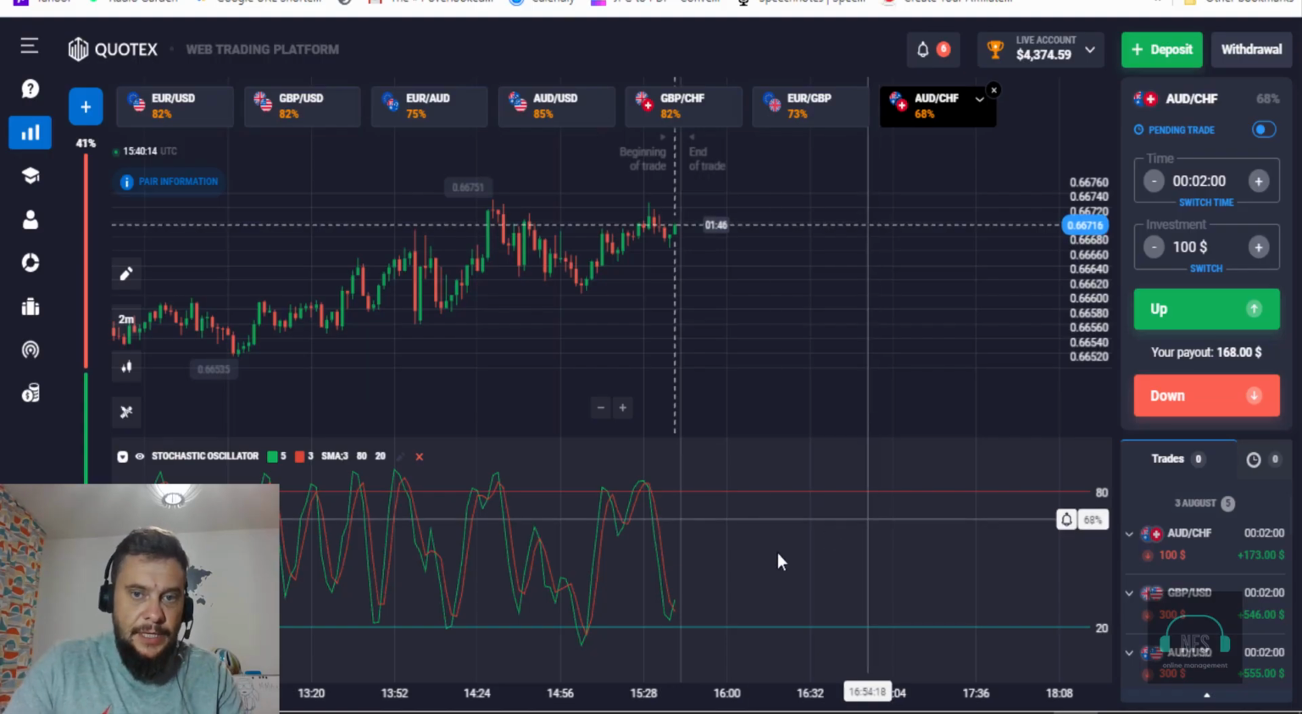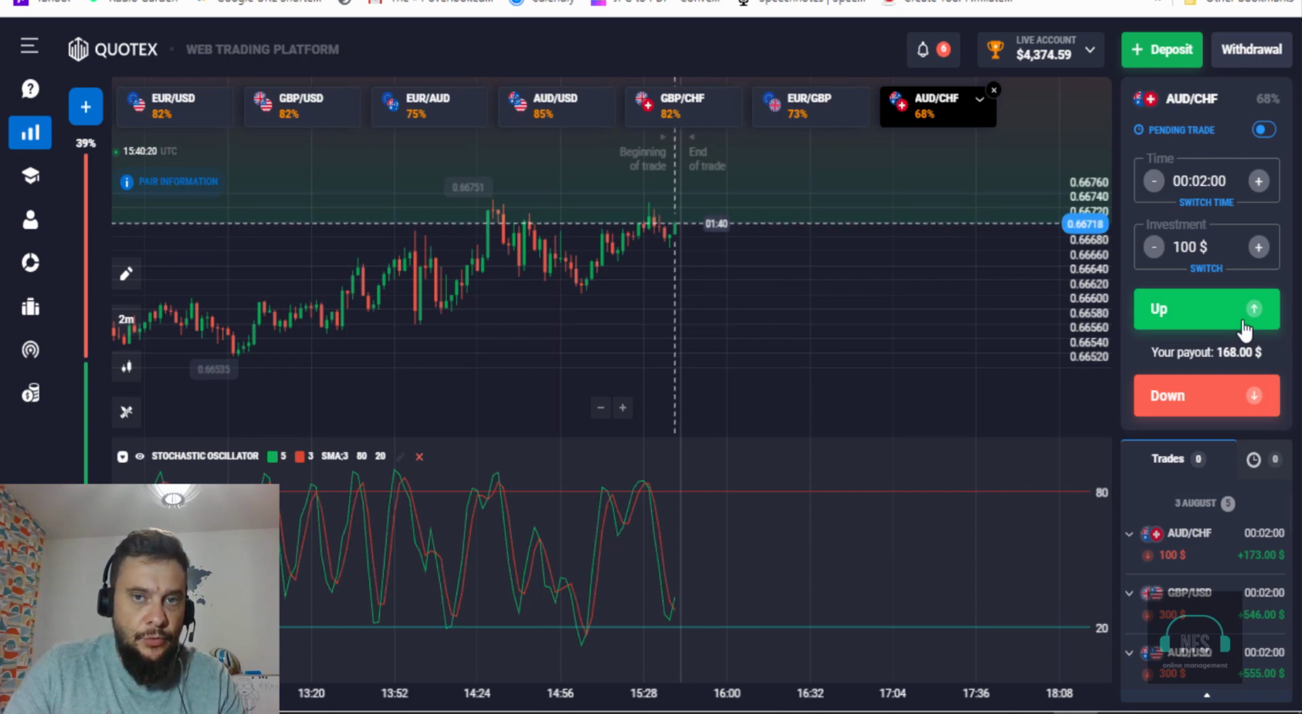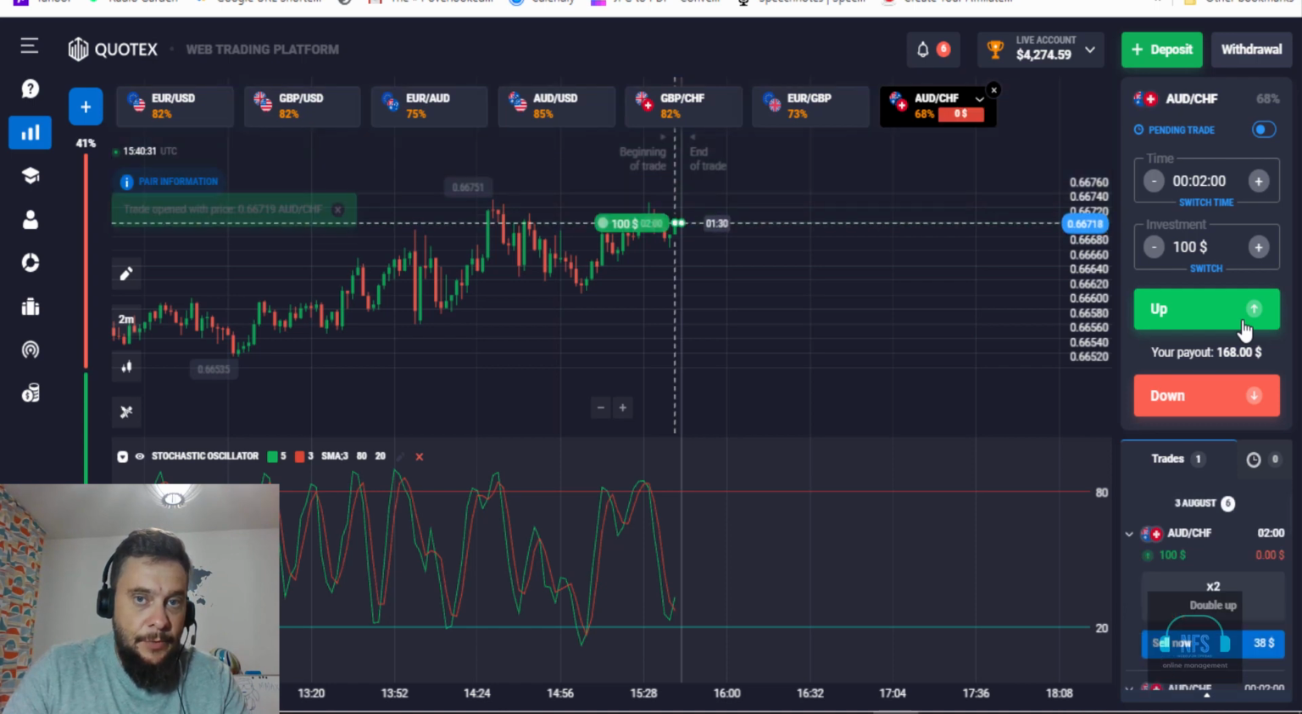All right, guys. So as you can see, it's starting to pull up again. So let's place a new $100 now on the up trend. So an up trade. Let's wait just a little bit to bounce back, and now is the moment.